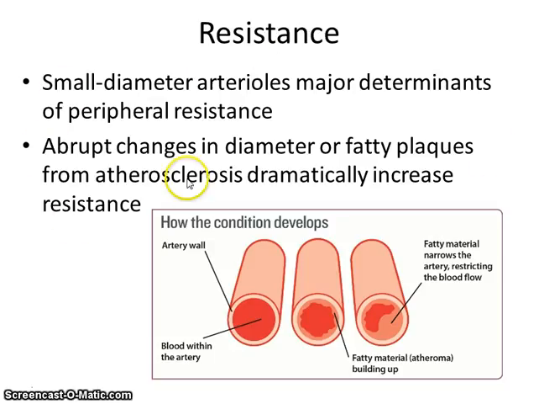You'll also see large levels of resistance anywhere there's some sort of blockage. So if you have a fatty plaque formed, that decreases the amount of space blood has to move through. There's going to be more red blood cells hitting each other and hitting the walls of that vessel. You've got more resistance.